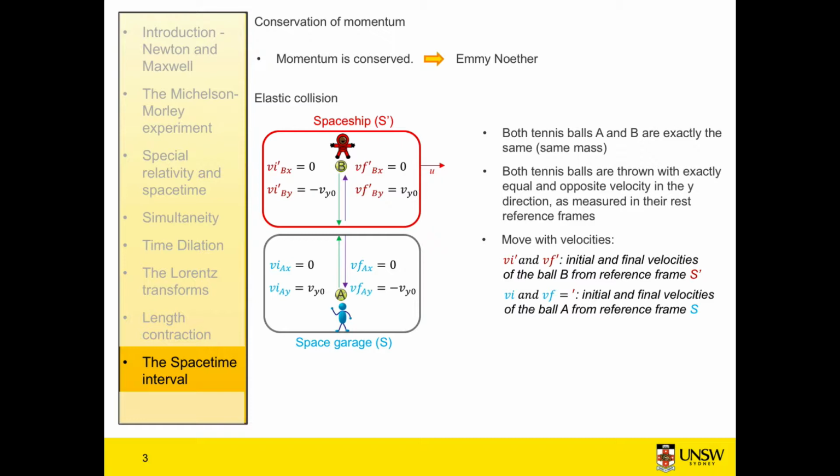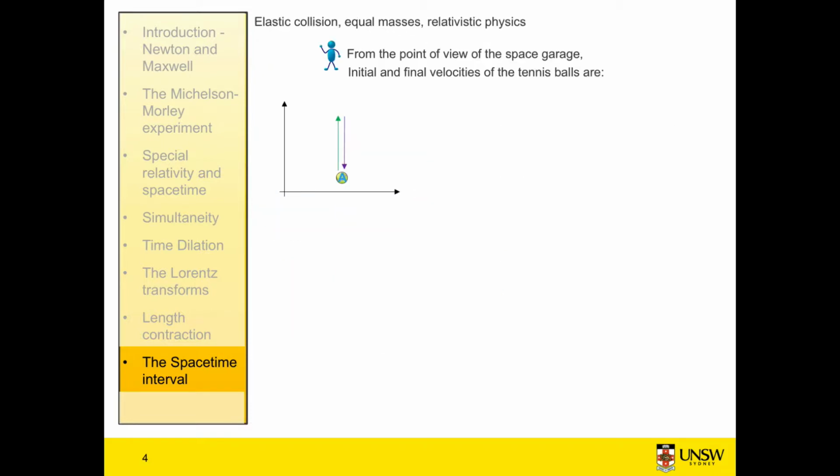Now we will look at this collision from the point of view of the mechanic. From his point of view, we know how he sees his ball A. He sees that his ball has 0 velocity in the x direction and a speed vy0 in the y direction. When he's looking at ball B, the ball thrown by the astronaut, that ball is moving with the reference frame of the rocket ship. It's moving inside the rocket ship. So that ball is moving with a velocity u to the right compared to our mechanic.